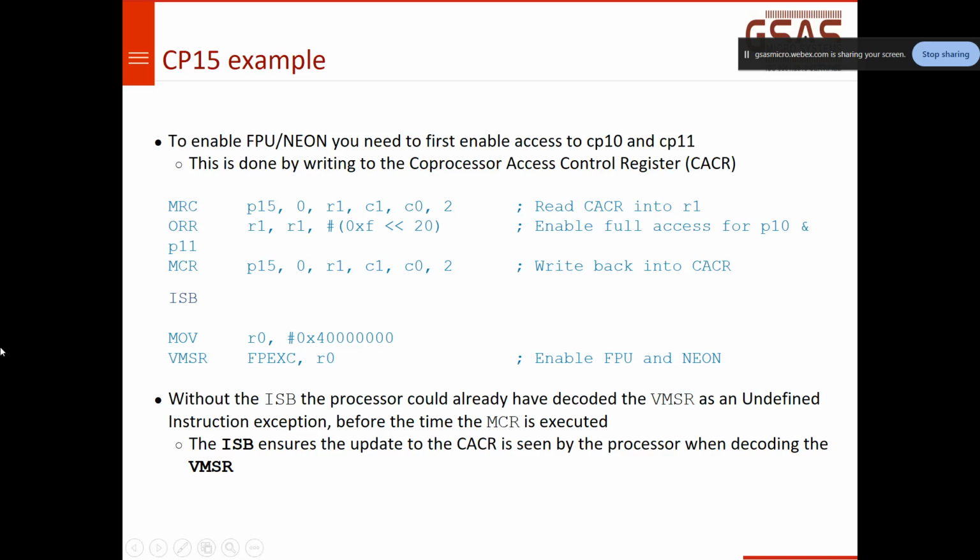So this ISB ensures that CPACR is written completely and enabled completely, and then if the processor fetches this VMSR, it will be able to execute it, because it understands these instructions are associated with CP10 and CP11.